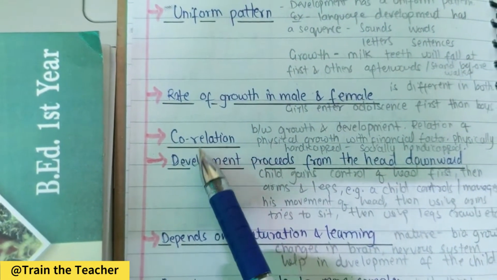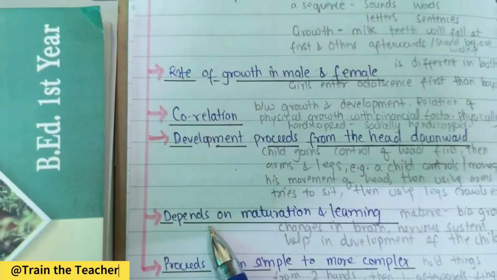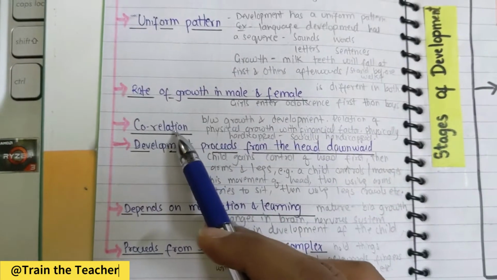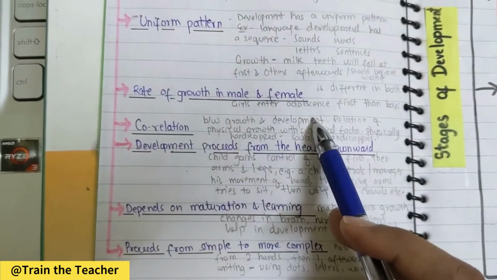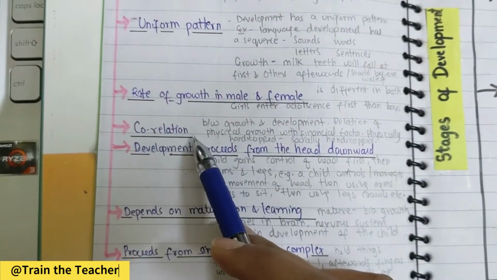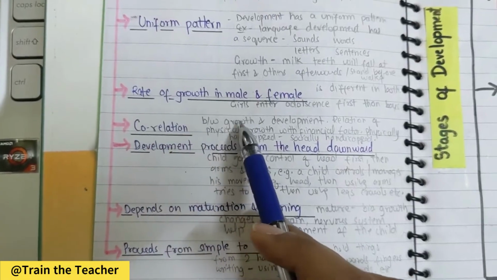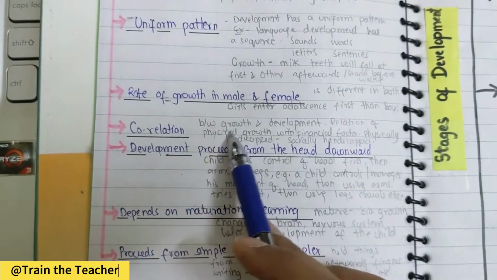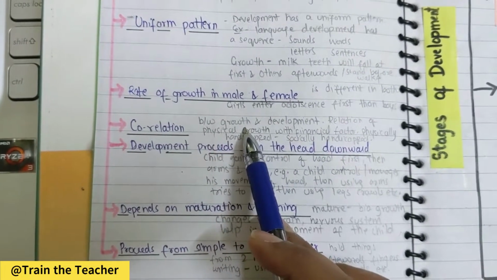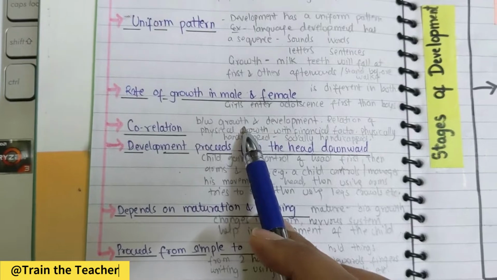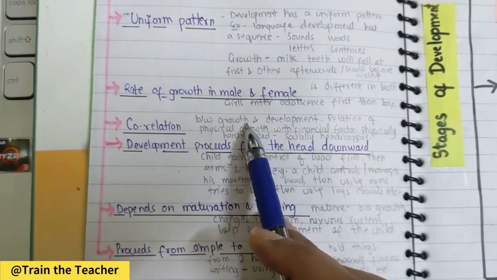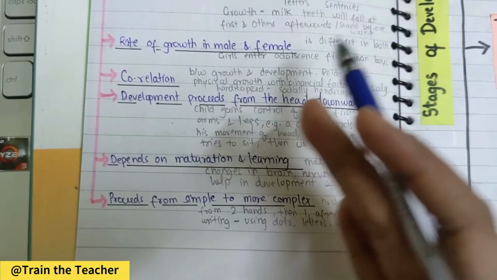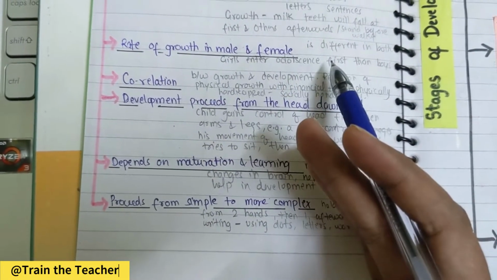Correlation, and this point, which is development depends on maturation and learning. There is a correlation between growth and development. The better your physical brain is grown, the better you'll be able to develop. When I say physical brain, I mean to say your nervous system. I'm sure you must have seen physically handicapped or specially abled people. I'm sure you must have seen adults who behave like children, right?